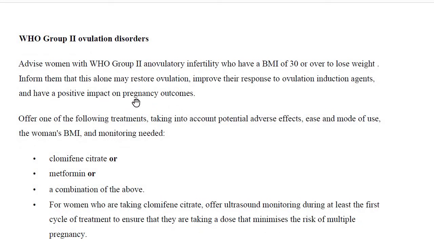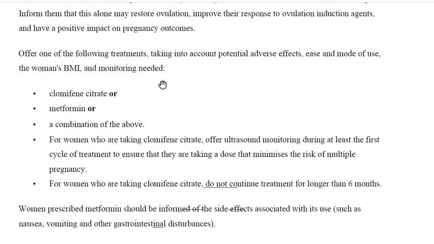If they fall under group 2 of the WHO ovulatory disorders, we will advise them that if their BMI is 30 or over, they should lose weight, and inform them that this alone may restore their ovulation, improve their response to the ovulation induction agents, and have a positive impact on the pregnancy outcomes. Offer one of the following treatments, taking into account potential adverse effects, ease and mode of use, the woman's BMI and monitoring needed: clomiphene citrate or metformin or a combination of the above.